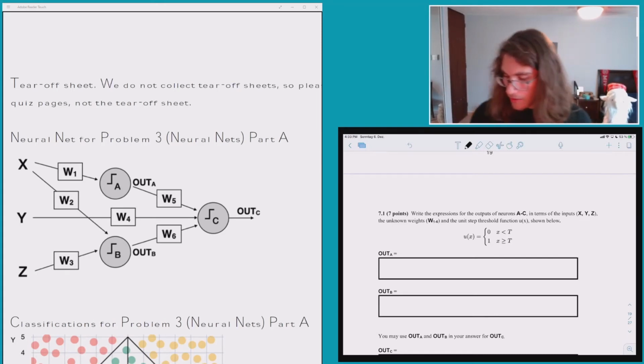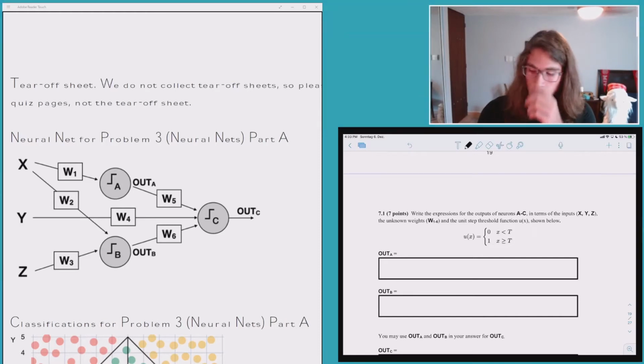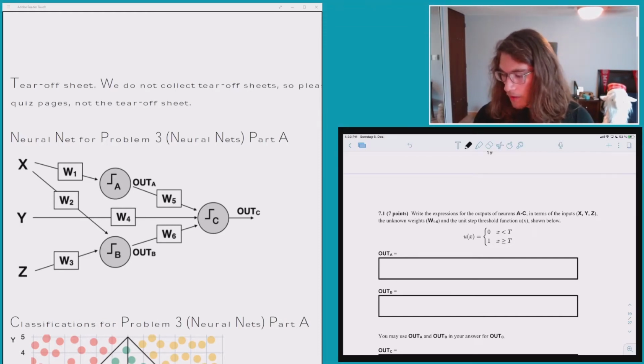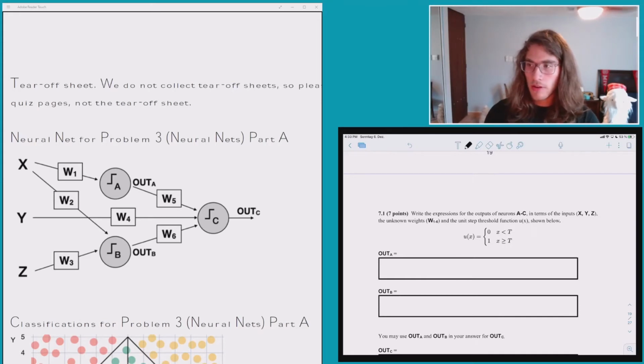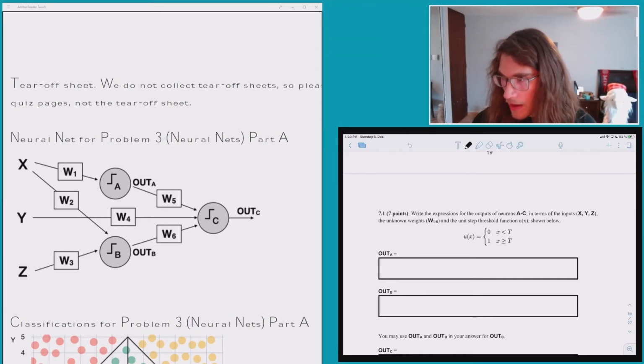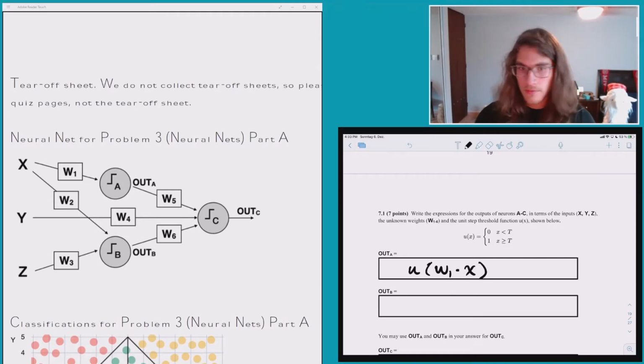So we're just asked, what do we need to perform forward propagation through the network? First I'm looking at calculating the output of the neuron A at the top, and I see that it is just the threshold function that we are given here applied to weight 1 times the input x. And that's correct, just verifying.